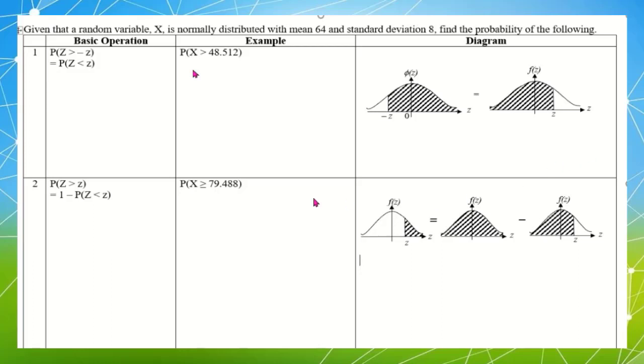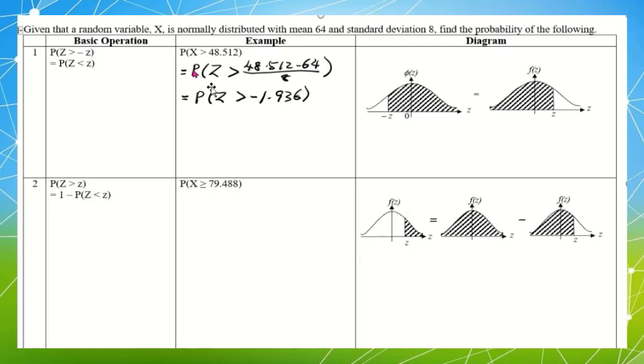Now let's try more examples. First, I want to try to find the probability x greater than 48.512. So first, I'm going to change x to z, and 48.512 minus mean 64 and divided by standard deviation 8. Then when I press the calculator, I get z greater than negative 1.936.